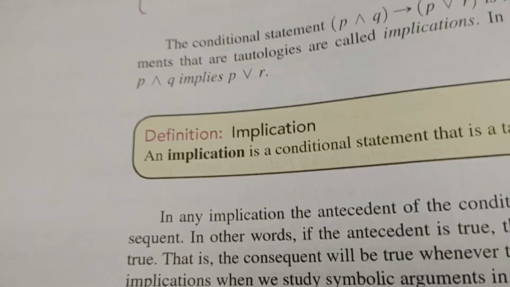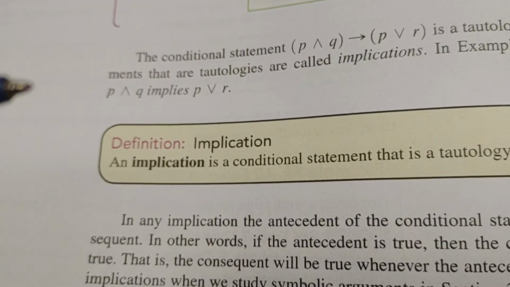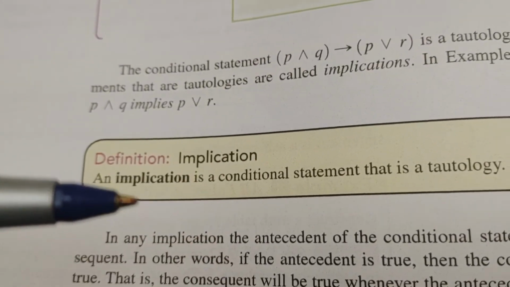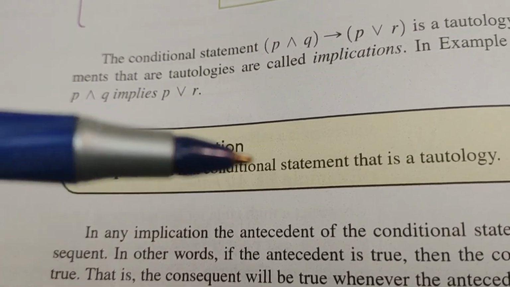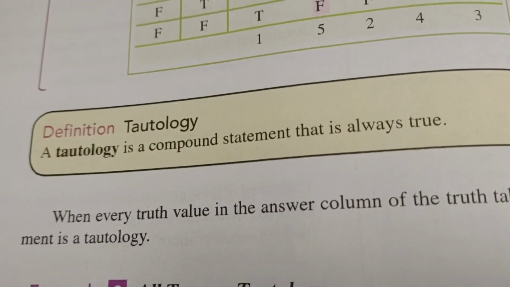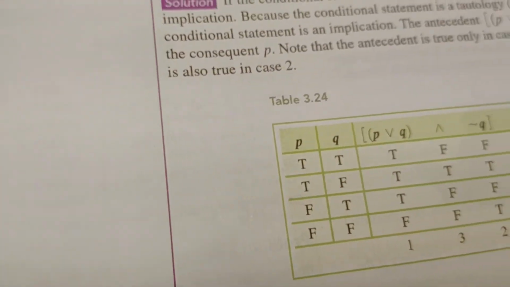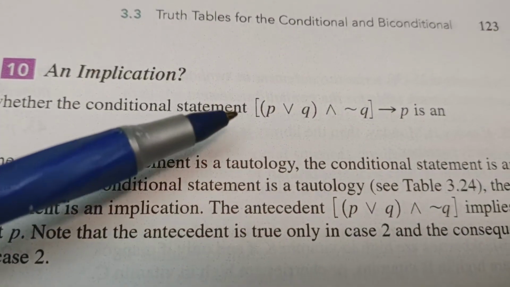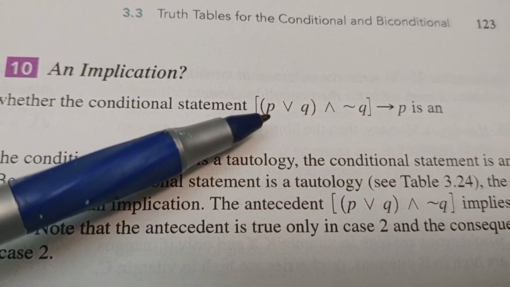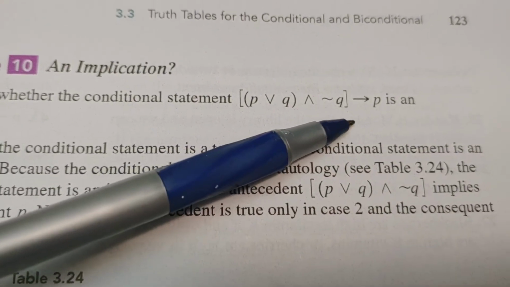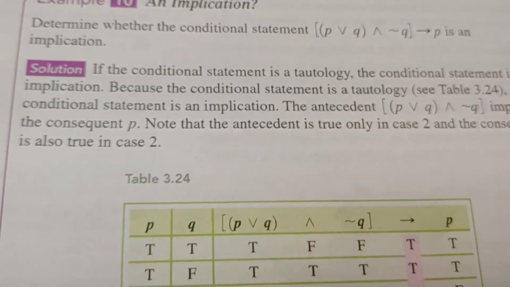The last one is an implication. An implication is a conditional statement that is a tautology. So an implication is going to be also all true, because that's what tautology is. So if we look at this, here we have P or Q and negated Q going to conditional P.